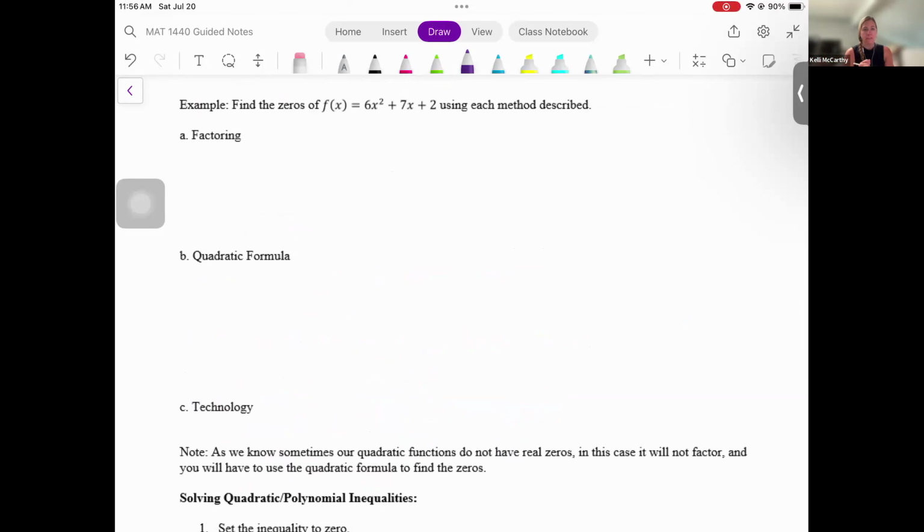So we're given the function f of x equals 6x squared plus 7x plus 2. So we're going to factor this. Now, I'm going to set up trial and error method. I'm going to walk you through that process. There's also the AC method, which is a really great method. And I can show you that after we go through the trial and error method.